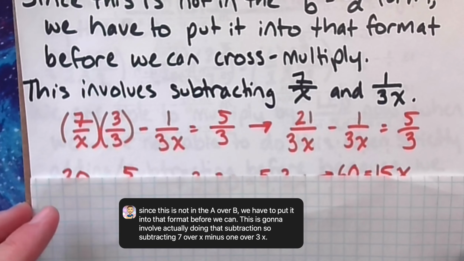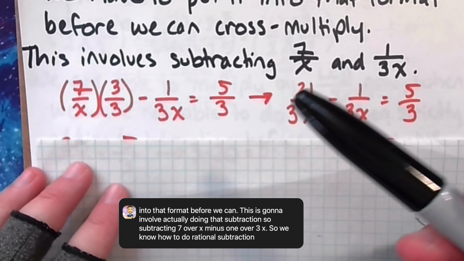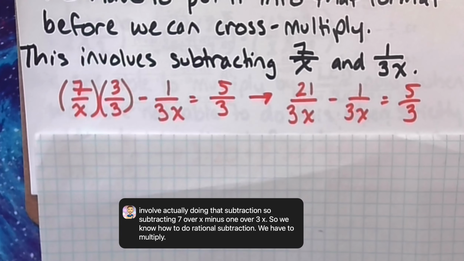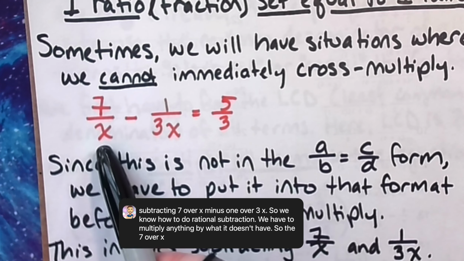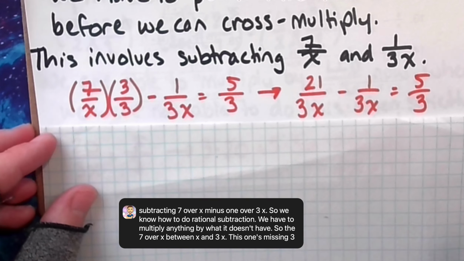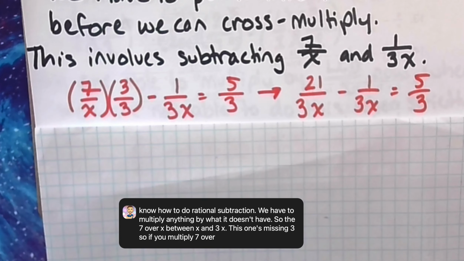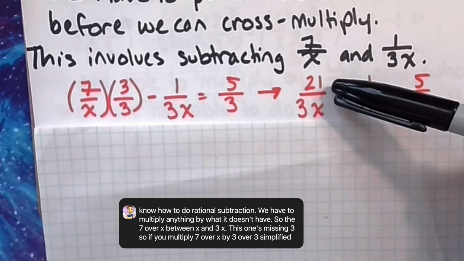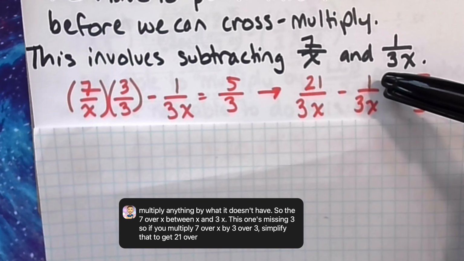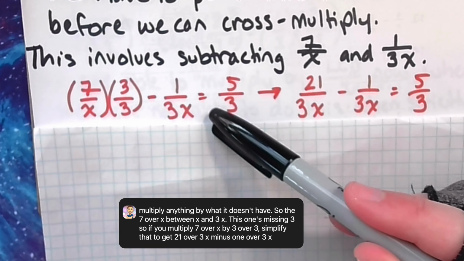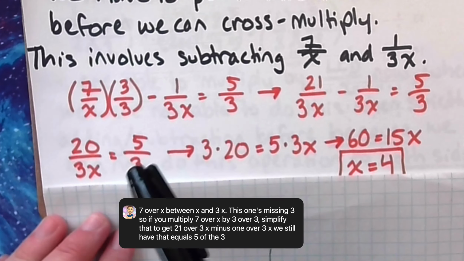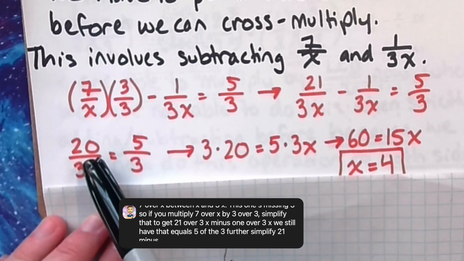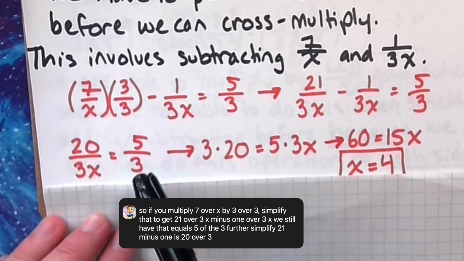We know how to do rational subtraction. We have to multiply anything by what it doesn't have. So the 7 over x, between x and 3x, this one's missing 3. So we have to multiply 7 over x by 3 over 3. Simplify that to get 21 over 3x minus 1 over 3x. We still have that equals 5 over 3. Further simplify, 21 minus 1 is 20 over 3x equals 5 over 3.